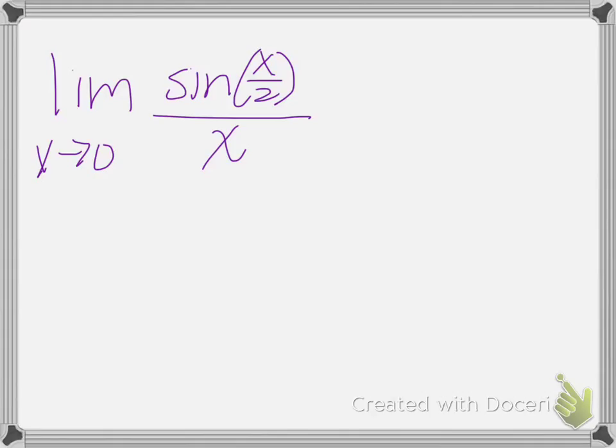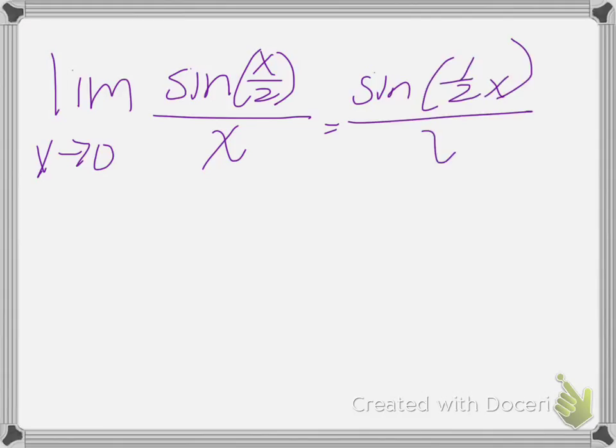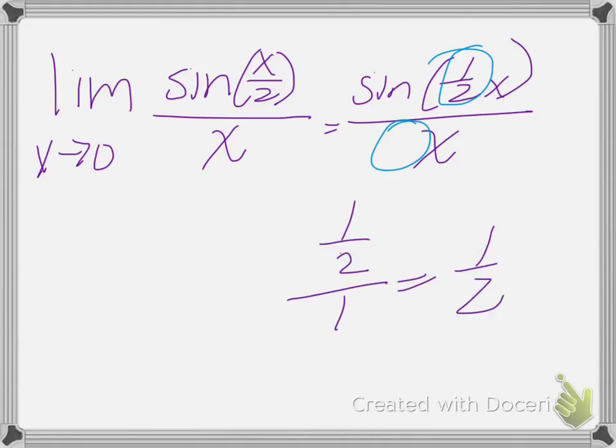And finally, this was the multiple choice question. So the secret here was to rewrite x over 2 as 1/2 x. And now you can see that this is the rule. This is sine ax over bx. Here's your a, here's your b. So the answer was just 1/2 over 1, which is just 1/2. And that completes the test.